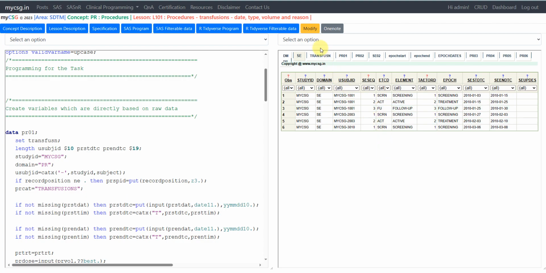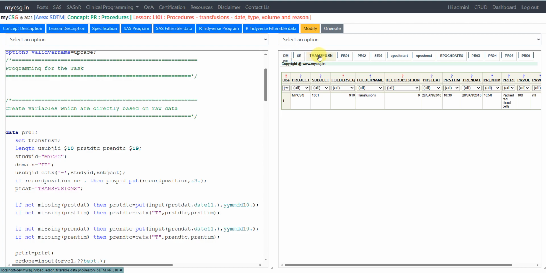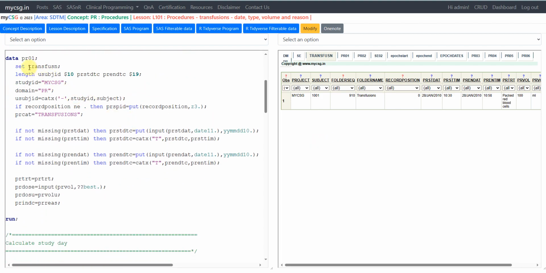So we will use these 3 datasets, DM, SE, and our transfusion dataset to create our PR dataset. We'll now come back to the programming. We are using our transfusion dataset as input and creating a dataset called PR01. Here we are assigning the text of my CSG to the study ID variable and the abbreviation PR for the domain variable. Then we are creating USUBJID by concatenating the value present in study ID and subject with a hyphen in between, using the CATX function.